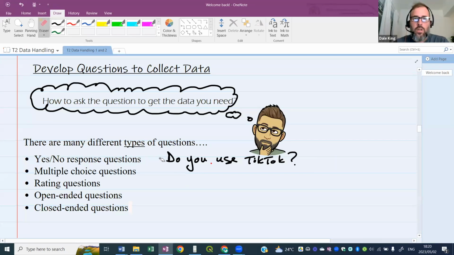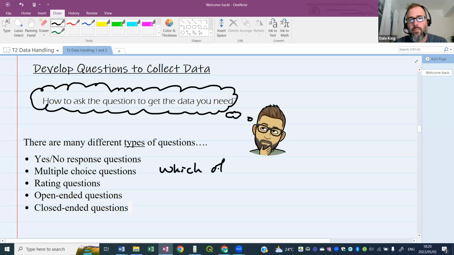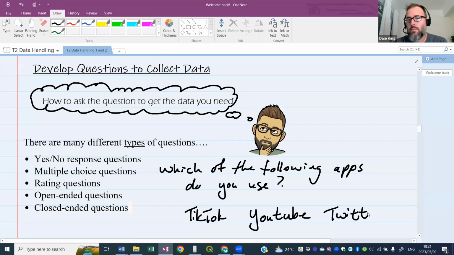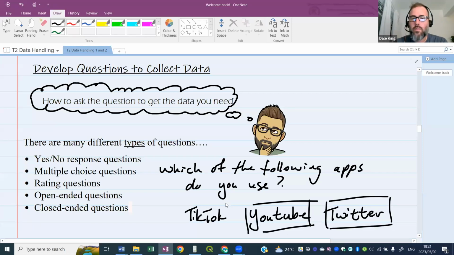Then we're going to get multiple choice. All right. For example, in this investigation with TikTok, we could say, which of the following apps do you use? All right. And then you can have options. TikTok, YouTube, Twitter. All right. So these could all be options. And then the person that's answering this can select which one they prefer.